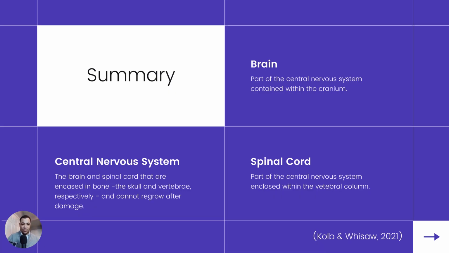And so just as a recap, you know that the central nervous system consists of the brain and the spinal cord. It's encased in bone. For the brain, it's the skull. It's the part of the central nervous system contained within the cranium. And for the spinal cord, it's the part of the central nervous system enclosed within the vertebral column.